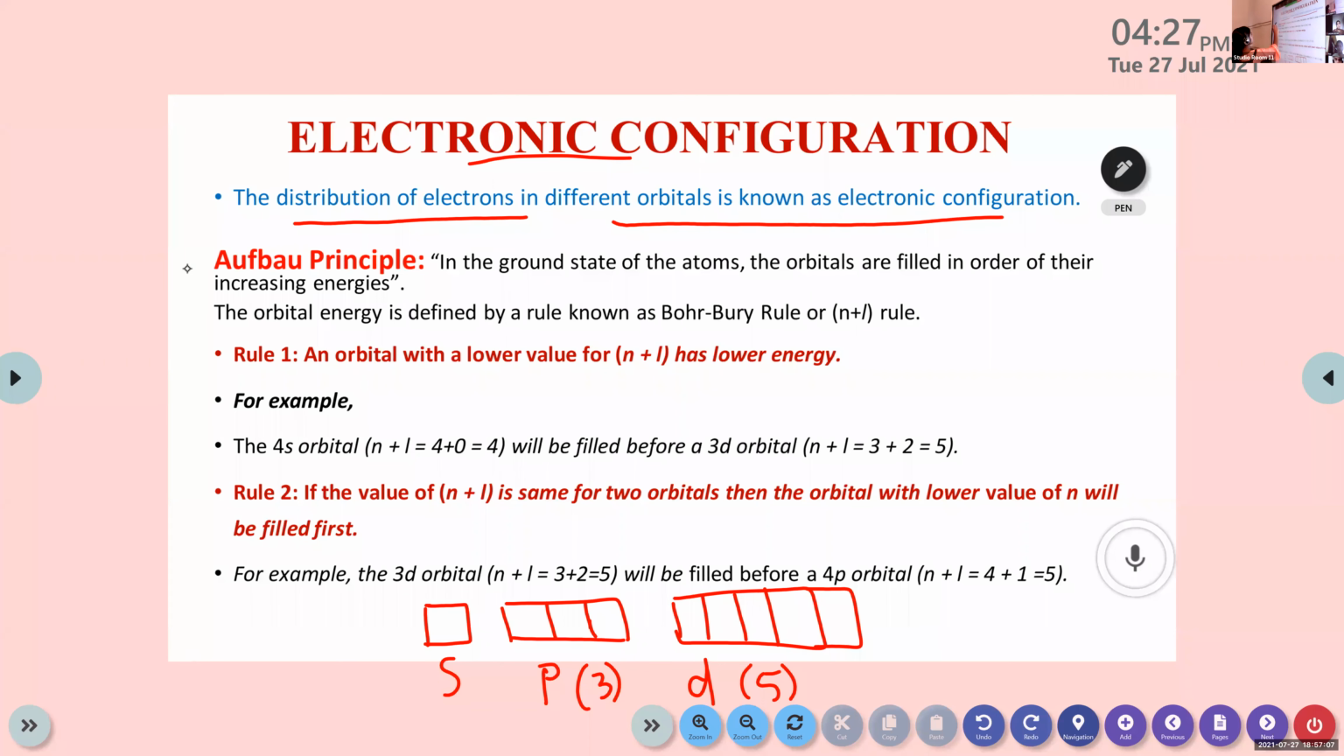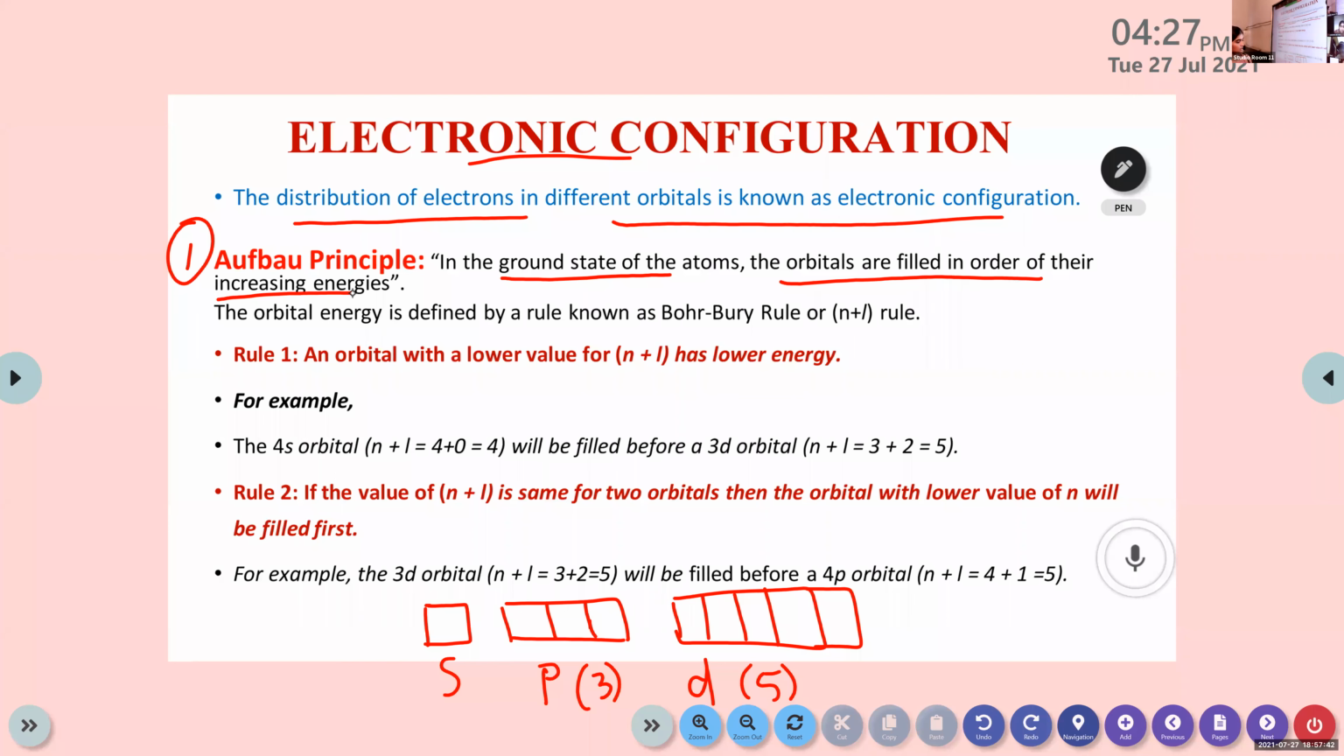So the first principle is known as the Aufbau principle. These rules are very important. There are 3 rules there. The first one is the Aufbau principle. According to this principle, in the ground state of the atoms, orbitals are filled in order of their increasing energies. Always the orbitals are filled in increasing order of their energies.